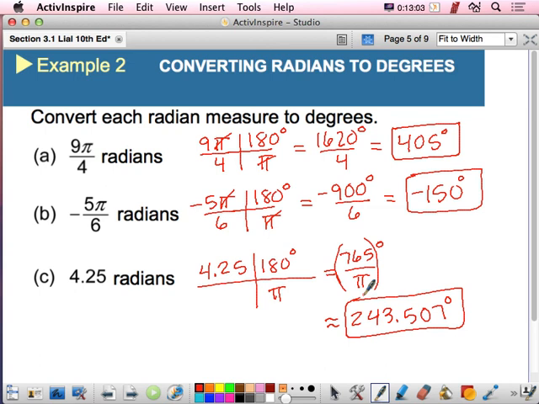I think that's a really good place to break, and then we'll start talking about some of the common radian measures that you really need to know from memory, or you need to know so well that they just become second nature to you.